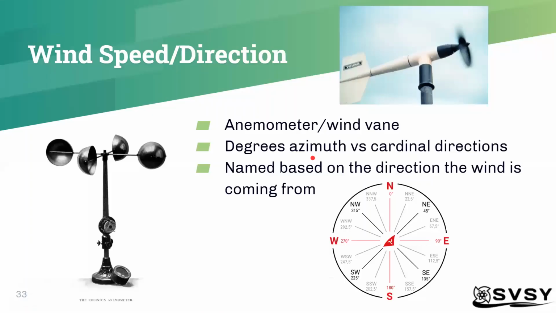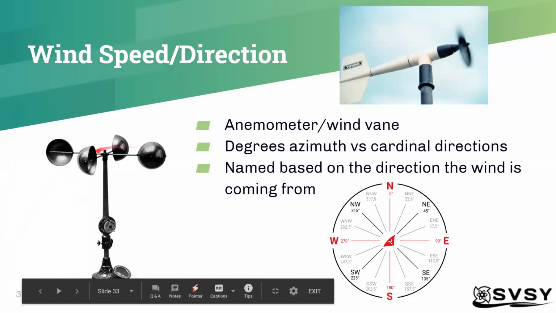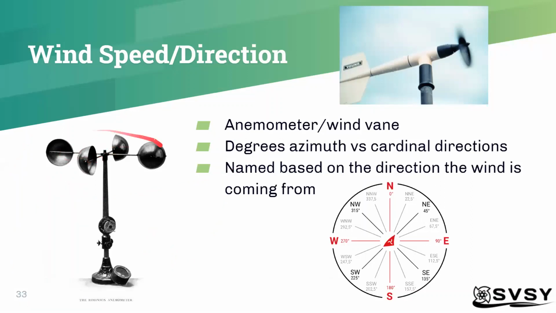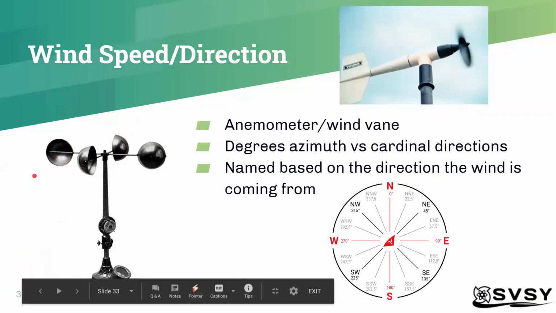So wind speed and direction. Wind speed is usually measured with an anemometer, so this thing here. So the wind pushes through these cups, and this whole thing rotates. And then you can quantify the speed by seeing how many times it rotates per unit time. And this is actually pretty interesting because the design hasn't actually changed much from when it was initially invented. There have been other anemometers, but it's cool to think that this thing is still being used.